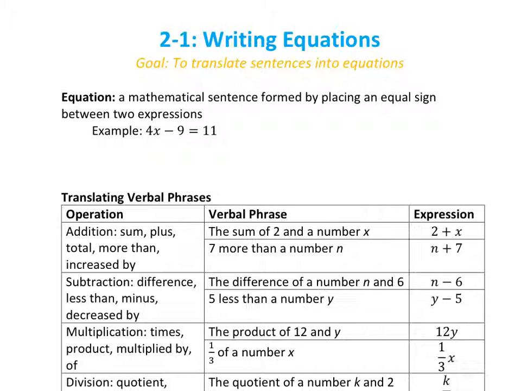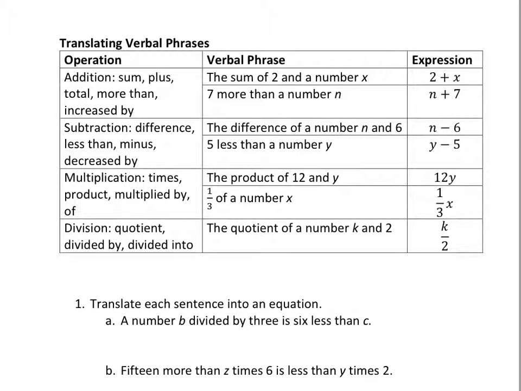Equations are similar to expressions, right? Mathematical sentences, but the difference is there's an equal sign between the two expressions. An example is 4x minus 9 equals 11. This table, you might want to pause the video for a minute and take a look through it. It's just a review of all the different operations and verbal phrases that go along with those, with some examples.